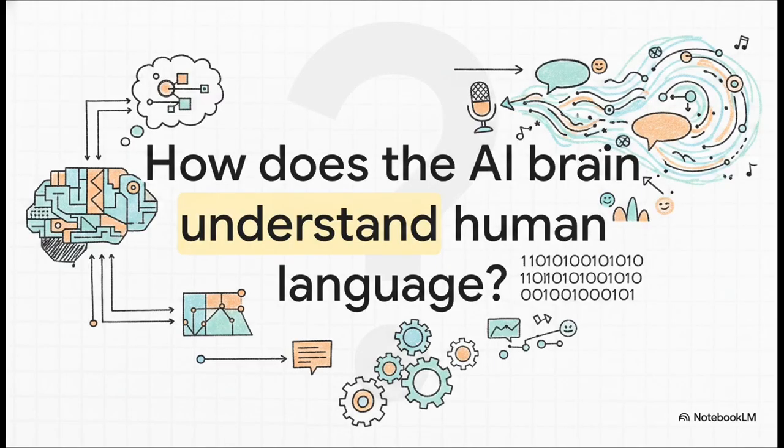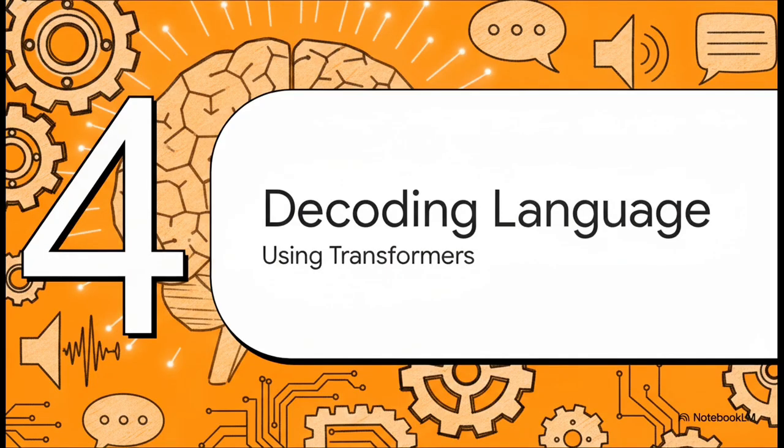Okay, so we understand the broad mechanics now. But it begs the question, how does this highly mathematical AI brain actually understand something as fluid, messy, and nuanced as human language? Let's unpack that in Section 4, Decoding Language with Transformers.